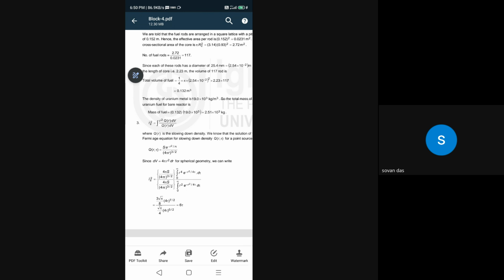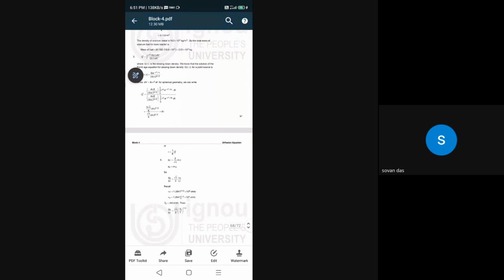integration 0 to infinity R to the power 4 e to the power minus R square by 4 tau dR, divided by 4 pi S by (4 pi tau) to the power 3 by 2 integration 0 to infinity R square e to the power minus R square by 4 tau dR, which is equal to 3 root pi by 8 multiplied by (4 tau) to the power 5 by 2 divided by root pi by 4 (4 tau) to the power 3 by 2, which is equal to 6 tau. And your tau will be 1 by 6 Rs square.